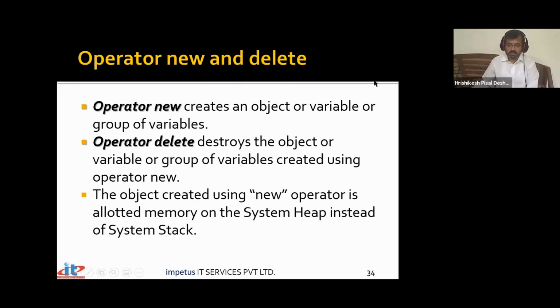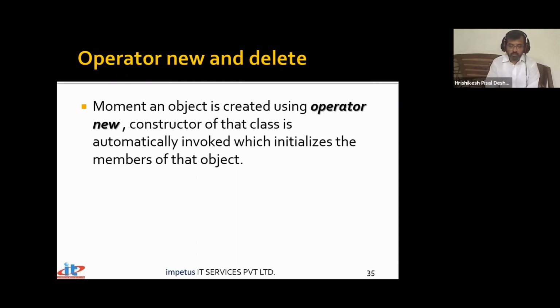That will always be on the system heap. So memory for this object will get allocated on the heap. The moment an object is created using operator new, the constructor of that class is automatically called. The reason is that objects are created, and since objects are created, constructors are bound to get called.